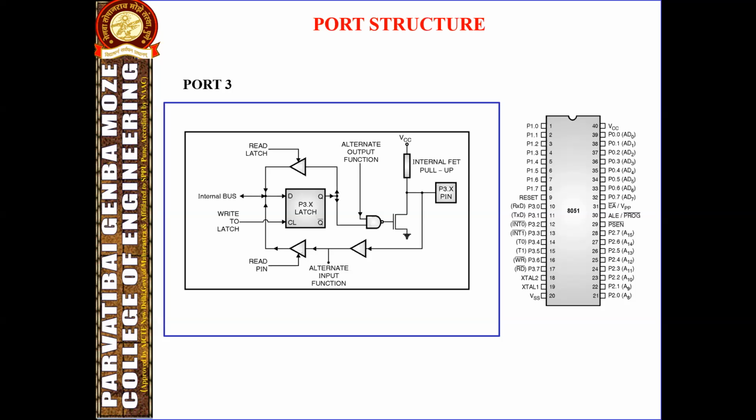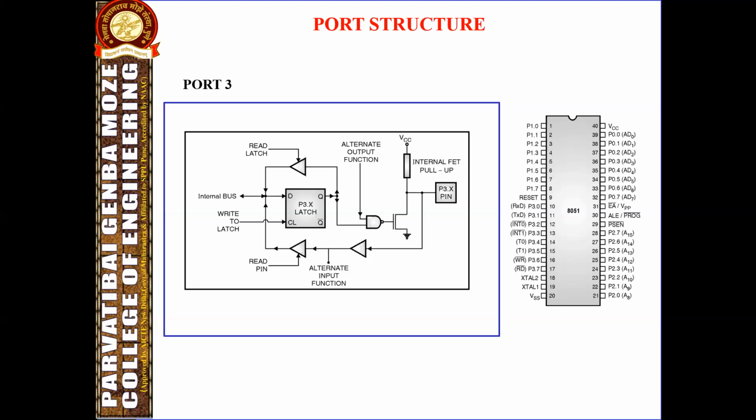Now the port 3 alternate functions. For achieving any one of the alternate output functions, another control signal called the alternate output function is available on port 3. Depending upon the logic level present on the alternate output function line, the FET will be turned on or off. When the latch bit of port 3 is at logic 1, the output level is controlled by the control input.